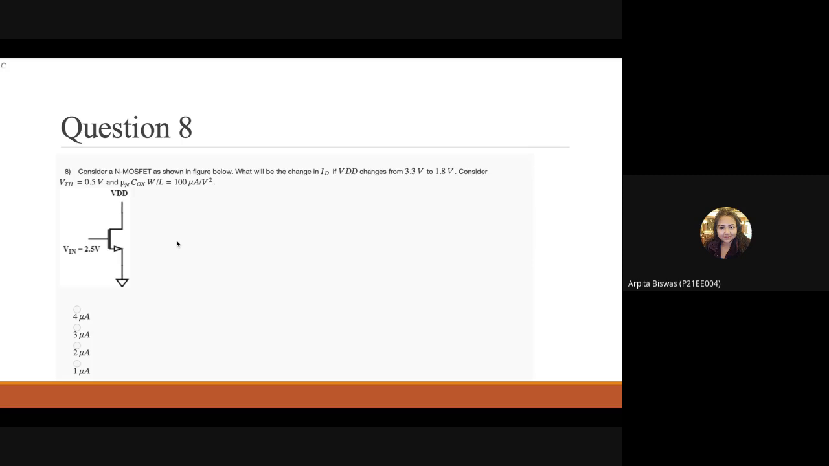This MOSFET works in a saturation mode under one condition, and in another condition it works in a linear mode. So there are two different equations to calculate this ID. Okay, now tell me what is the right option.